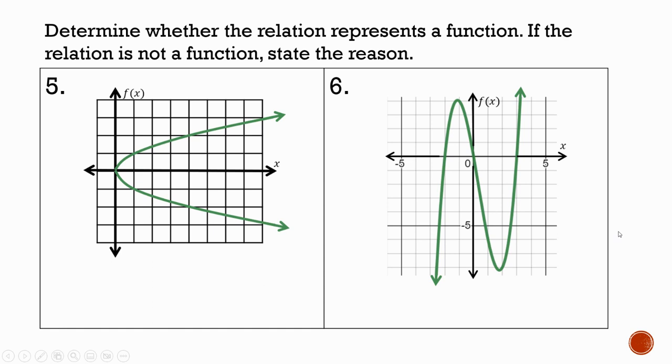Now, these relations are represented graphically. So the input values are the x's, so we're looking along the x-axis, and the output values are the y's. If you look here, well, all along this relation, but let's just look at x equals 4, for example. We've got an output here at +2, and then an output at -2. So that relation is not a function.